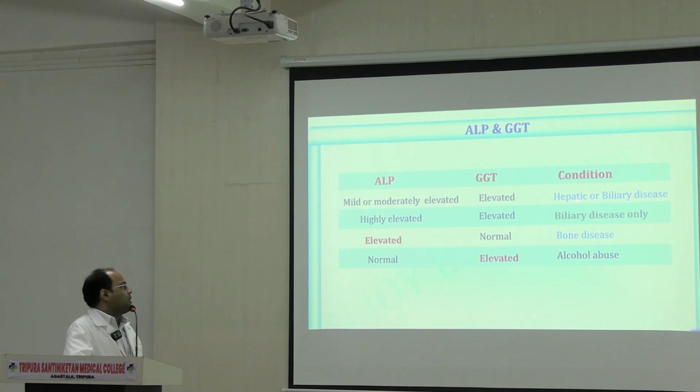Just see this: in hepatic or biliary disease, GGT level is elevated, ALT level mild to moderately elevated. In case of biliary disease only, GGT elevated, ALT is highly elevated. In case of bone disease, GGT is normal, but ALP is elevated. Okay. In case of alcohol abuse, GGT is highly elevated, while alkaline phosphatase is normal. By this way, you can interpret. Okay.